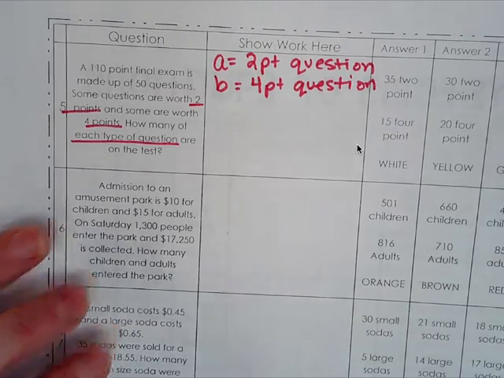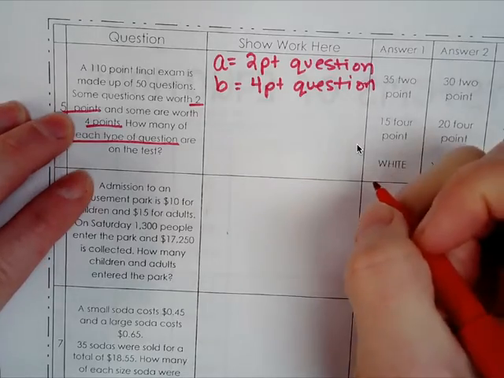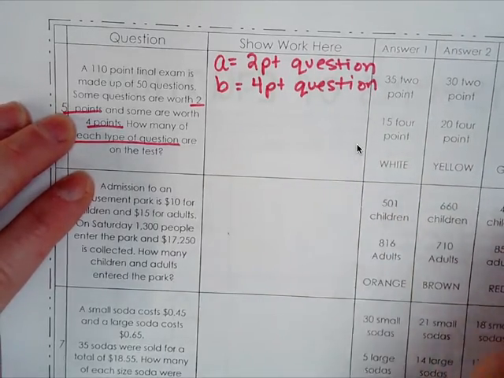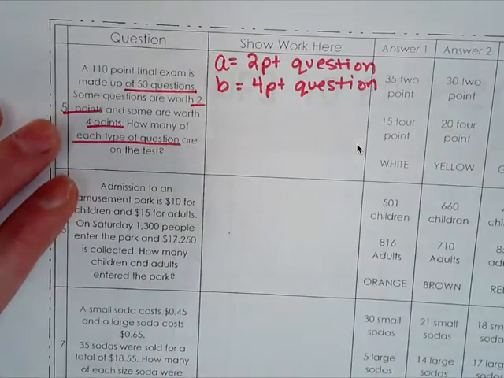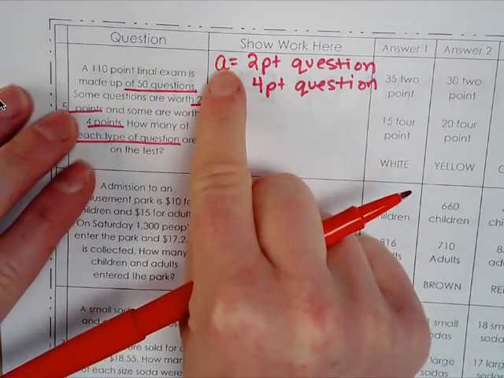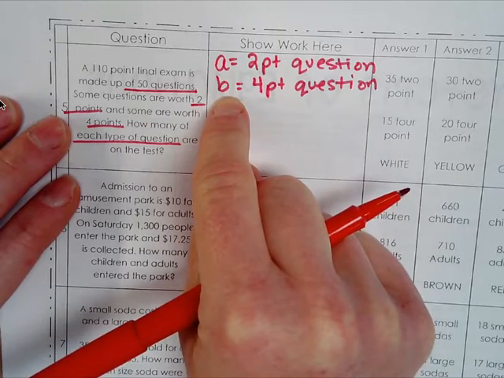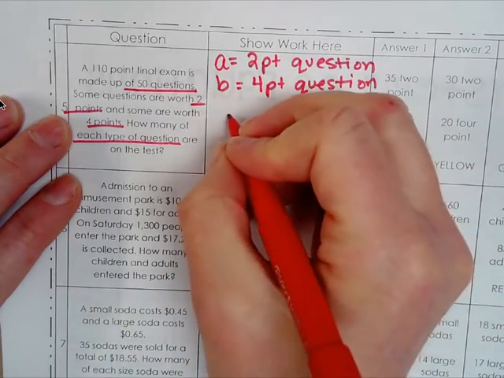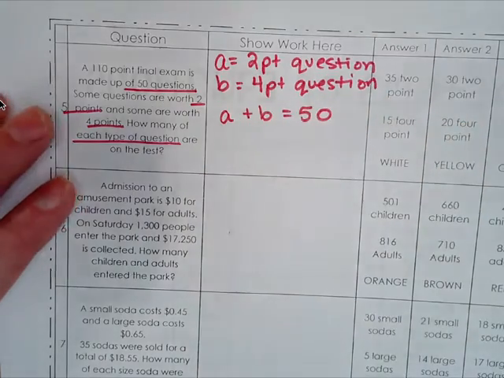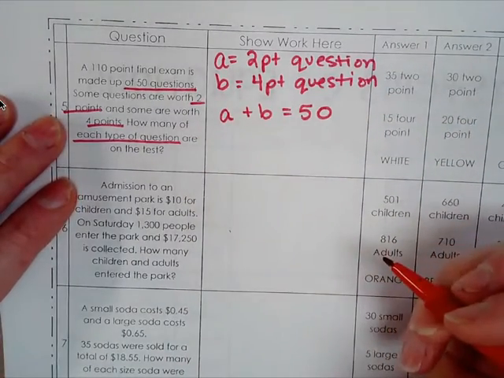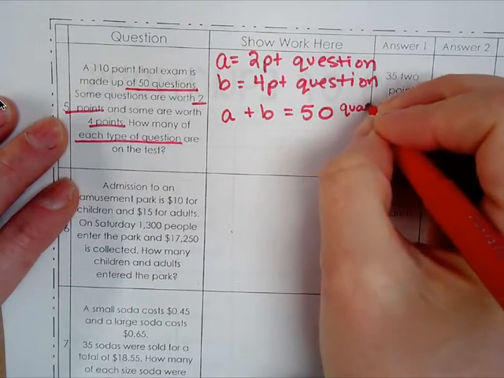So just like our notes, we're going to do quantity and value. So quantity is how many are there? There's 50 total. So if I count up all the 2-point questions and all the 4-point questions, I should get 50. So this is quantity. So A plus B equals 50. That's called your quantity.